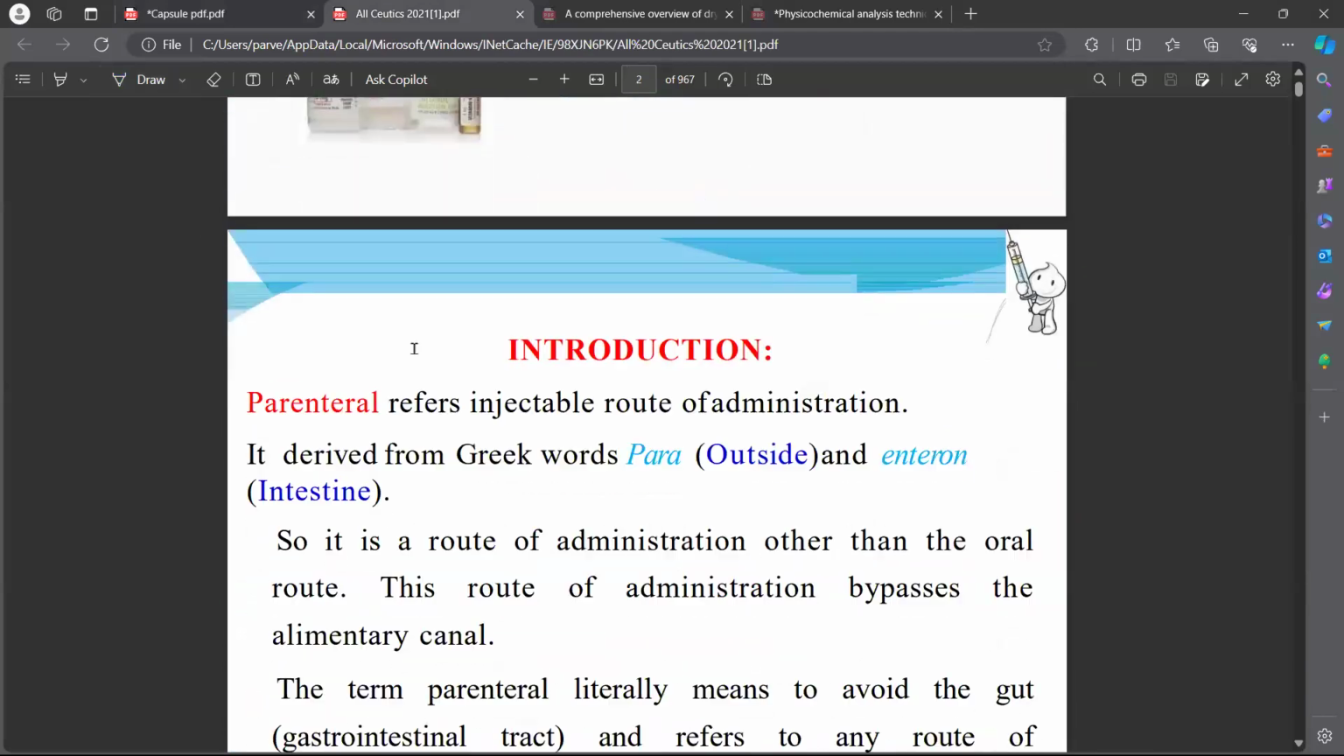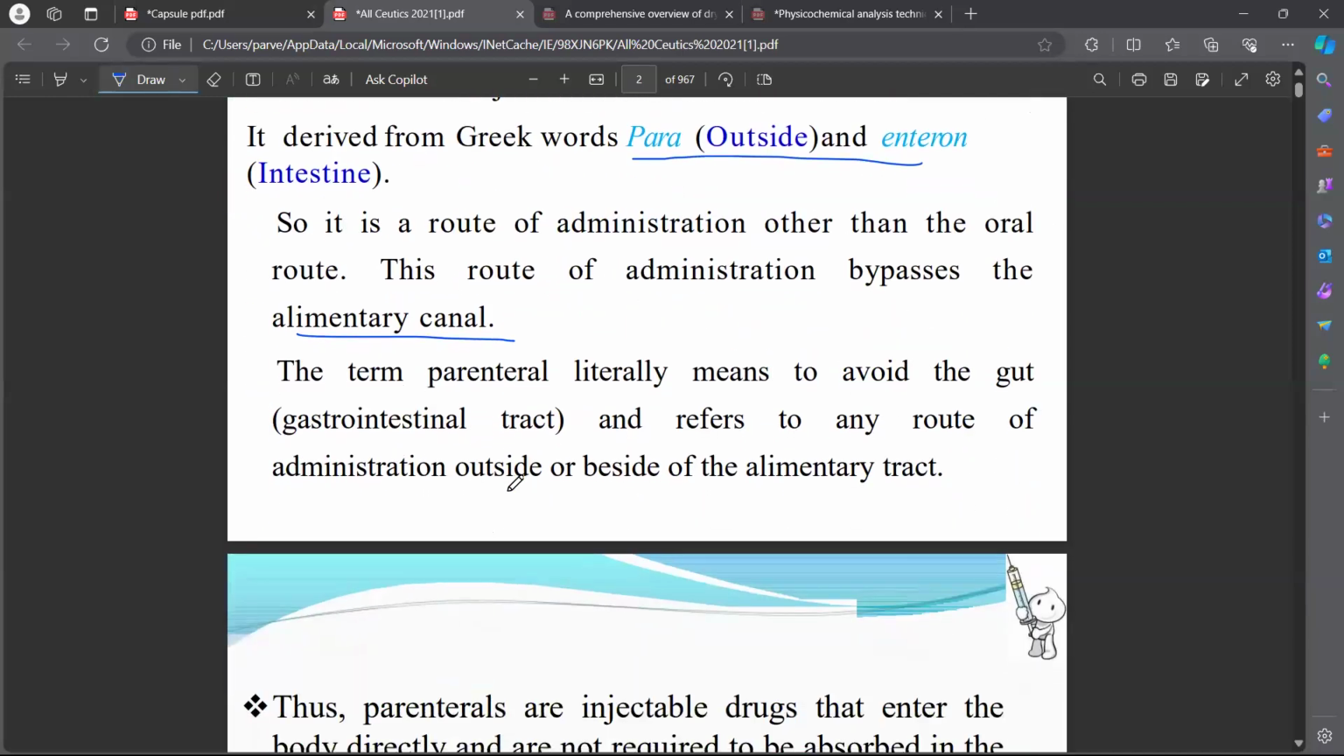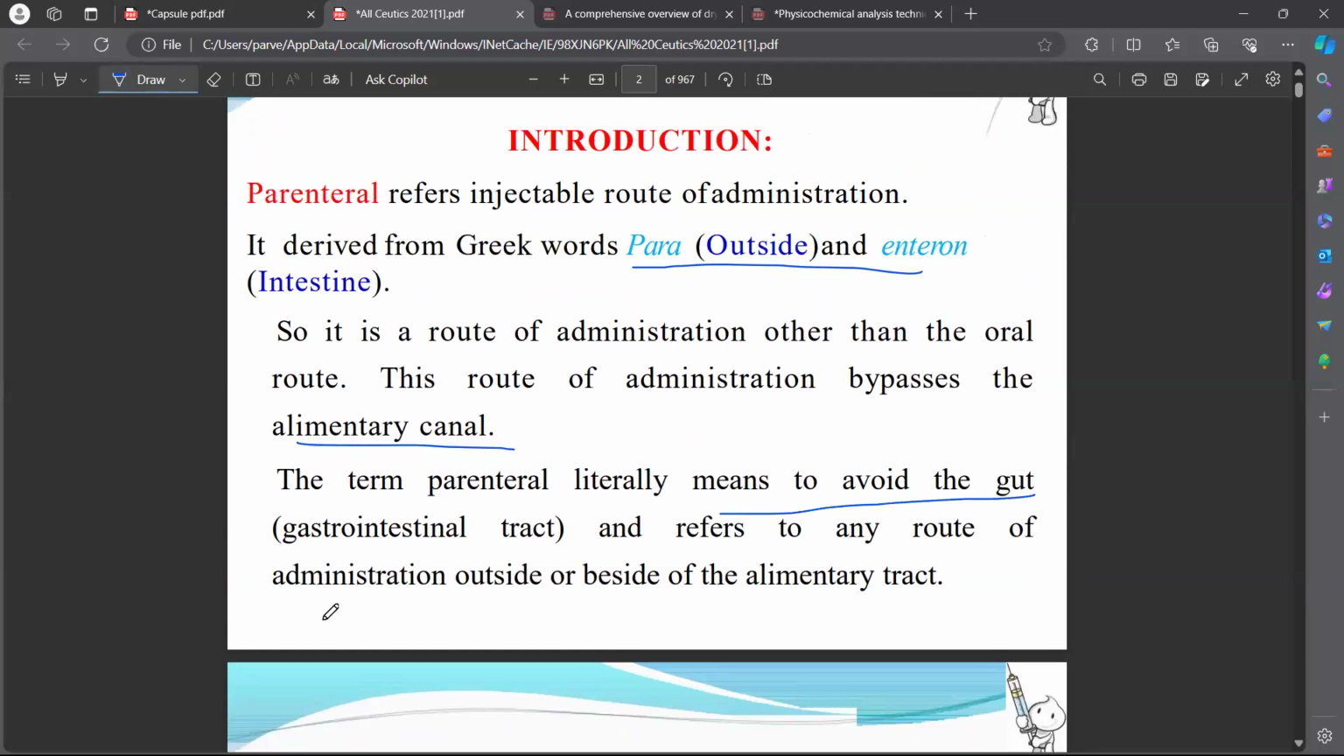So let us start our discussion on parenterals. What do you mean by parenteral, guys? Parenteral is derived from the Greek words para and enteron, meaning administering the drug outside the GIT tract. Something which is not given to the GIT tract is termed parenteral. So preparations given other than by oral route, administered with the help of injection. The routes bypass the alimentary canal. The term parenteral literally means to avoid the GIT tract and refers to any administration route outside the alimentary canal.